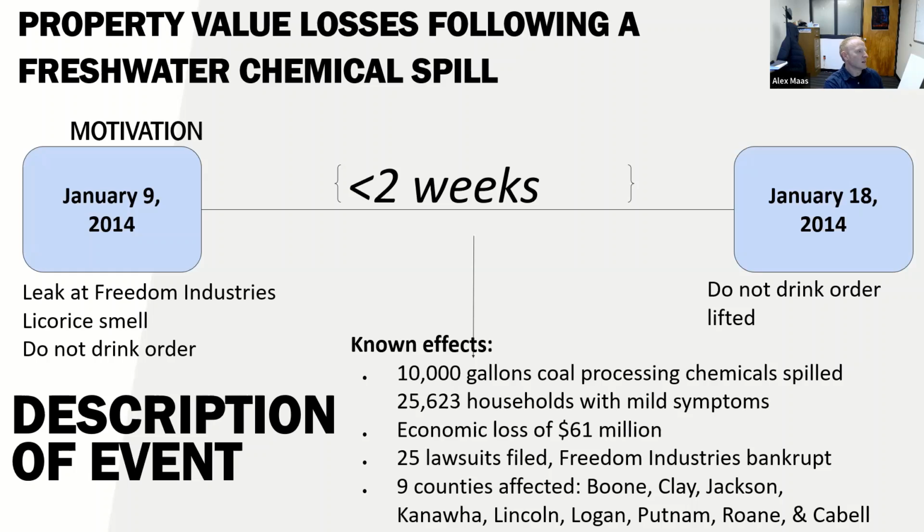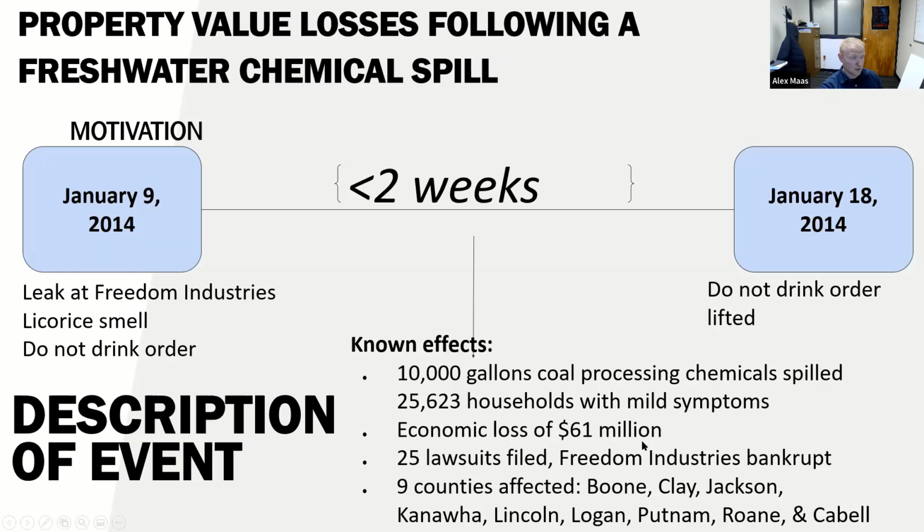But anyway, so there was a spill. A do not drink order was issued. 10,000 gallons of coal processing chemicals ended up in the river, the Elk River, and 25,000 households had at least mild symptoms. A few, very, very few, but a dozen or so folks had more substantial symptoms. Economic losses in terms of productivity for shutting down for those 11 days were estimated at 61 million.